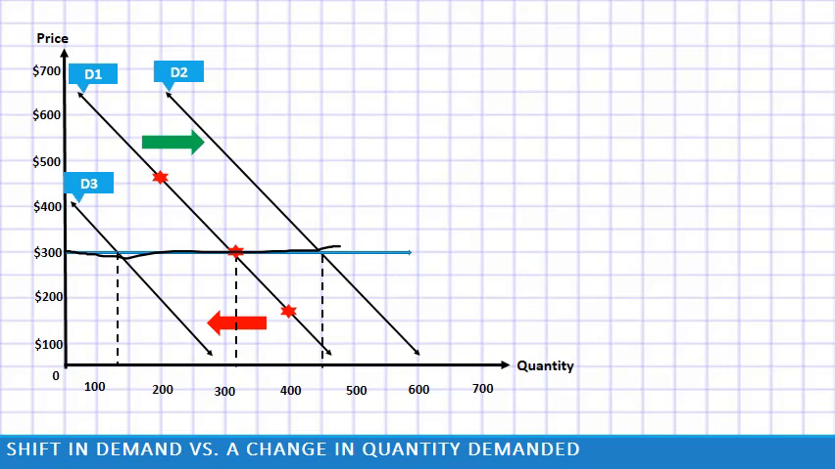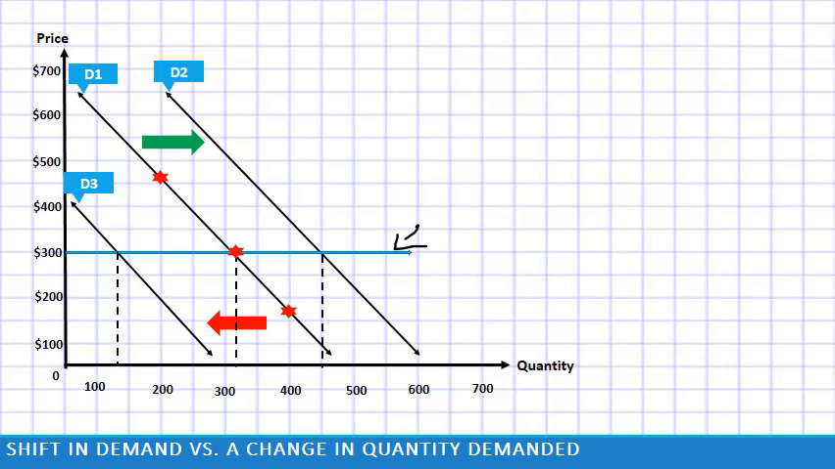Really, really important: this blue line right here. That blue line is really important. When a shift in demand occurs, the price does not change. It's reflected there in that blue line. So when the price of a good stays the same, the demand curve shifts to the left or right. That's what we're looking at with a shift in demand.